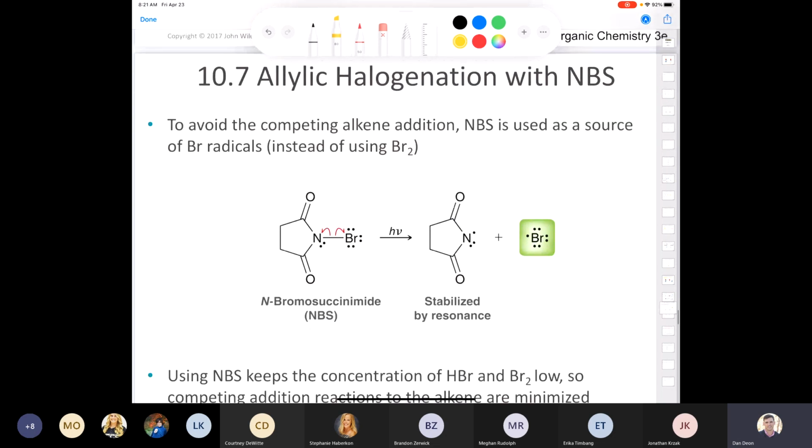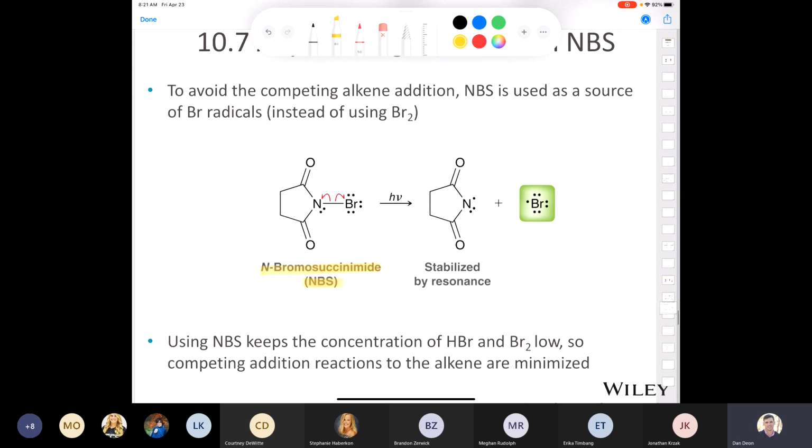So NBS, or N-bromosuccinimide, which effects an allylic halogenation, or an allylic bromination since it's N-bromosuccinimide. Anyhow, let's see what it says here. It says to avoid that competing alkene addition, forming the trans dihalo product, the way that we avoid that is to use NBS as a source of bromine radicals instead of using Br2, just molecular bromine.